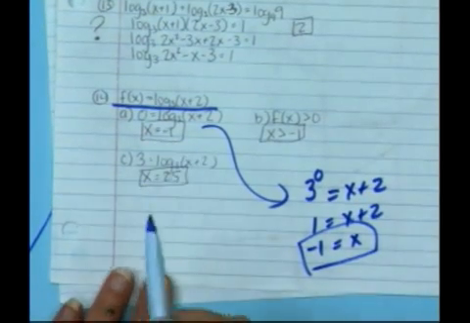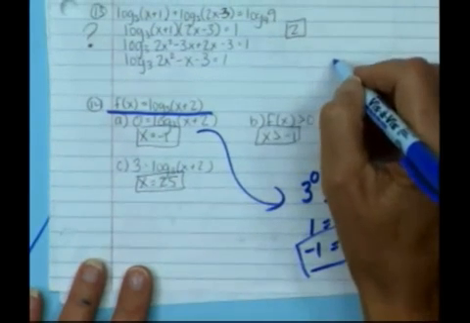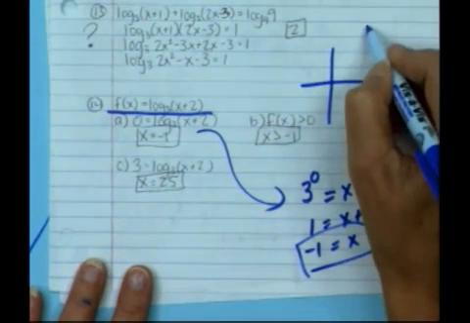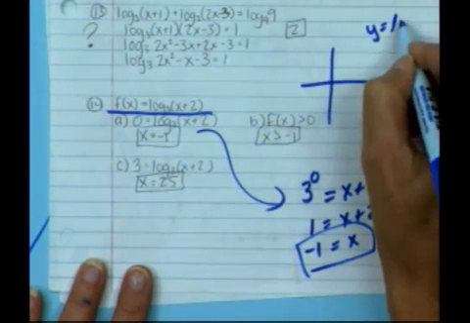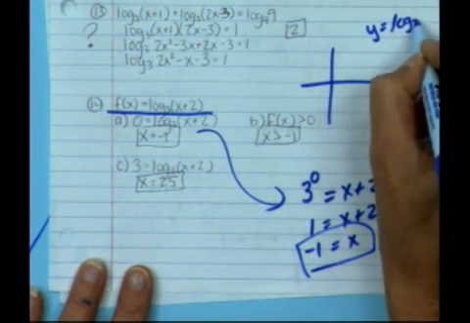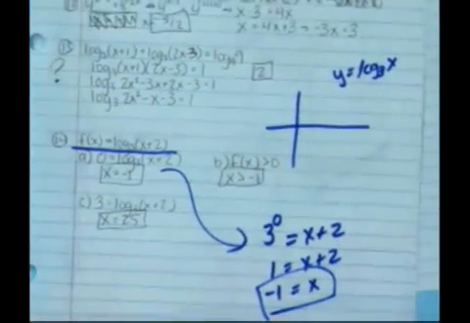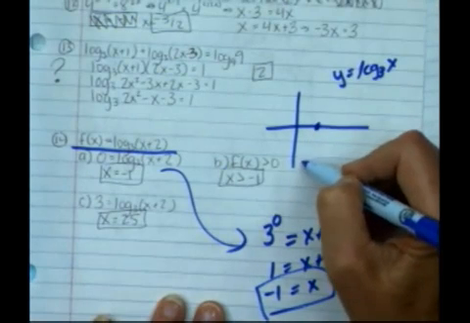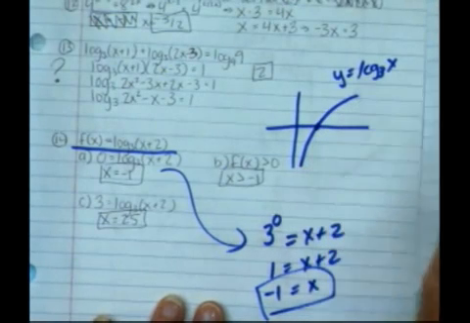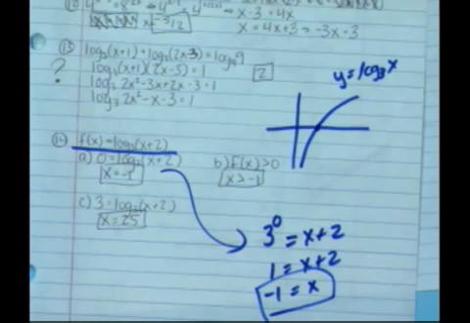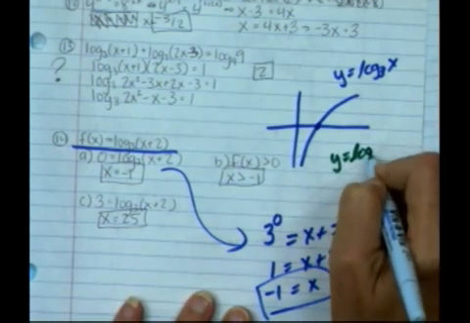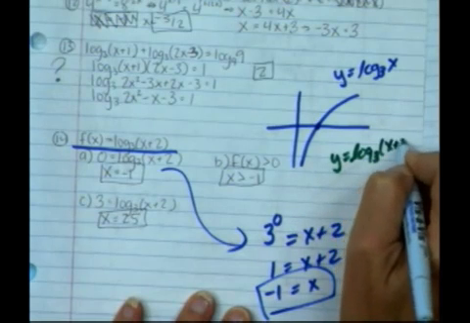Okay? All right, by the way, while we're here, let's do a graph of this. What is the graph of y equals log to the base 3 of x? What does that look like? Yeah, it's going to go through 1, 0. Okay, so now what is the graph of y equals log to the base 3 of x plus 2 look like?